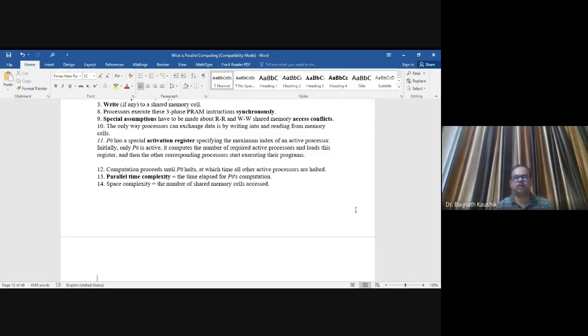Next, space complexity. Space complexity is computed by the number of shared memory cells that are accessed by multiple processors simultaneously.